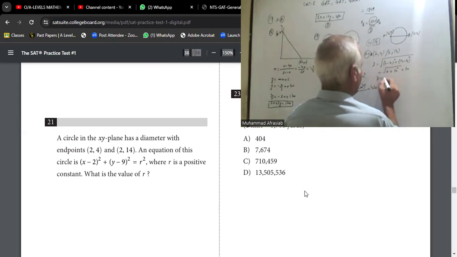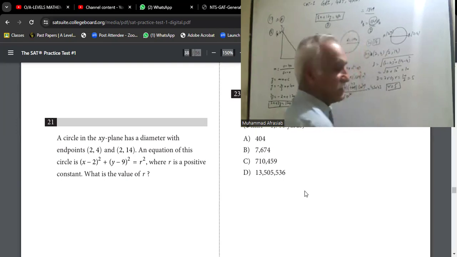So diameter is twice the radius. So the radius is equal to 10 divided by 2, that is equal to 5. So r is equal to 5 is the value for this radius.